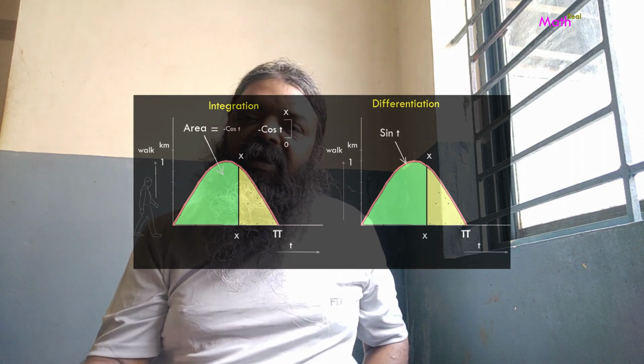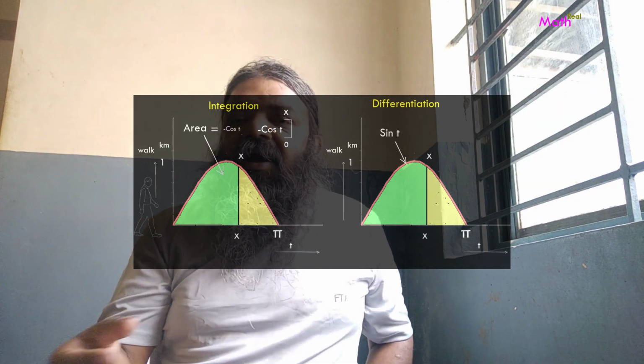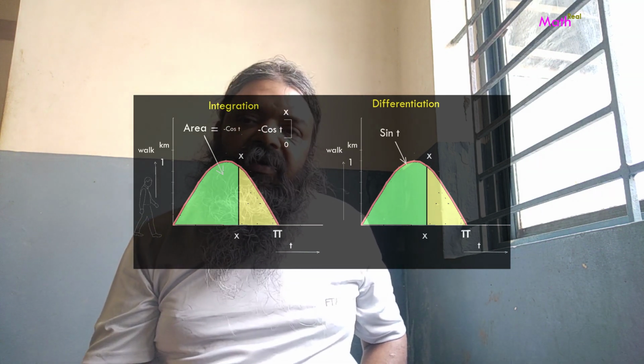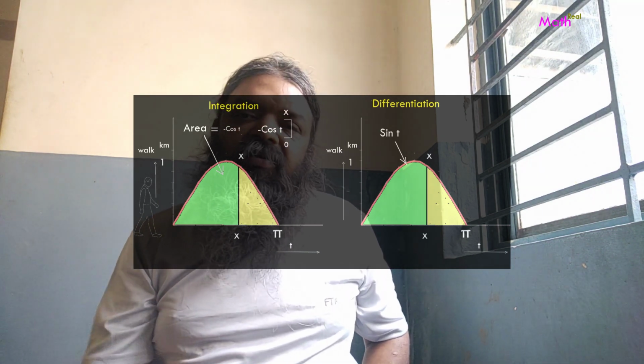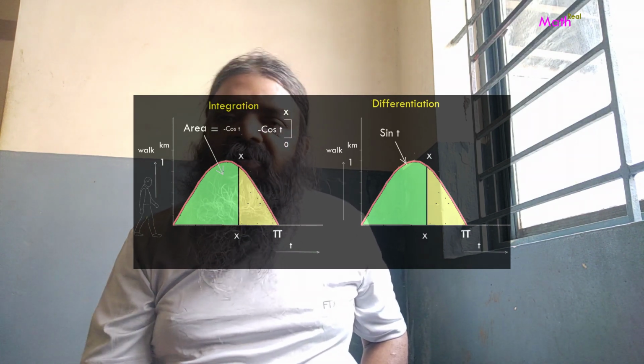So first is 7t, differentiation of 7t is 7. Another is t square by 2, differentiation of t square by 2 is t. Here it is minus cos t, the integration of sine t gives minus cos t, and differentiation is sine t. So differentiation is nothing but the speed at which the addition is happening. So that is the differentiation.